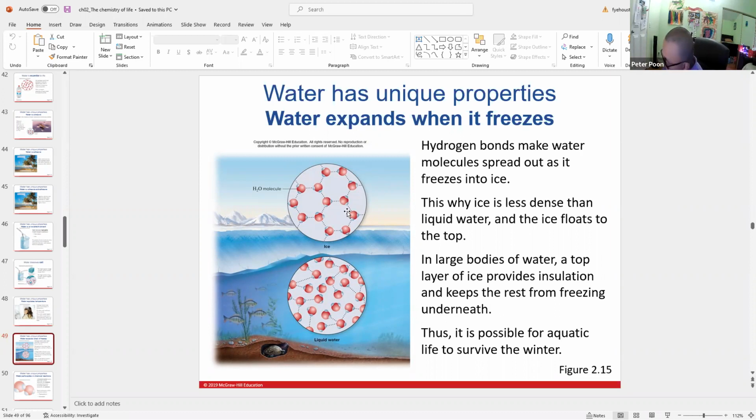And in Antarctica and stuff like that, there's a lot of living things that live under the ice.